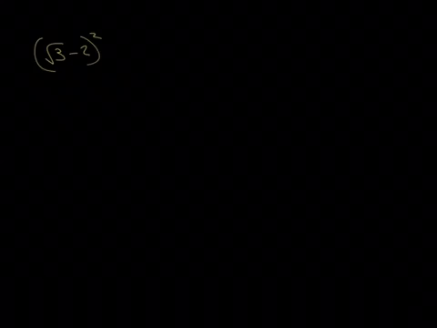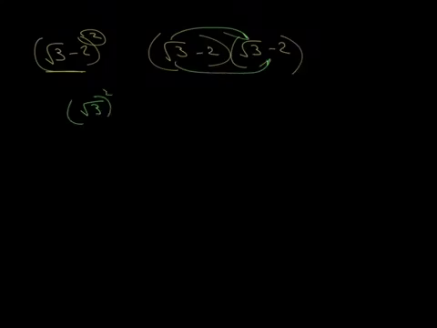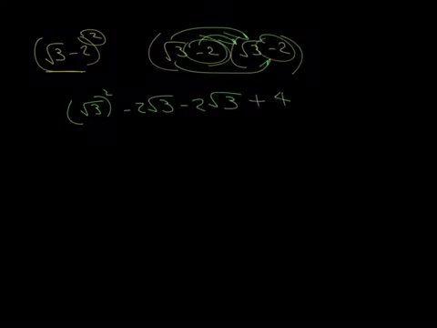So this is example 11, and what we're doing is we're just multiplying this times itself. So it's square root of 3 minus 2, square root of 3 minus 2. So we do the FOIL. So we'll do first, square root of 3 squared, outside, inside, that times that last.